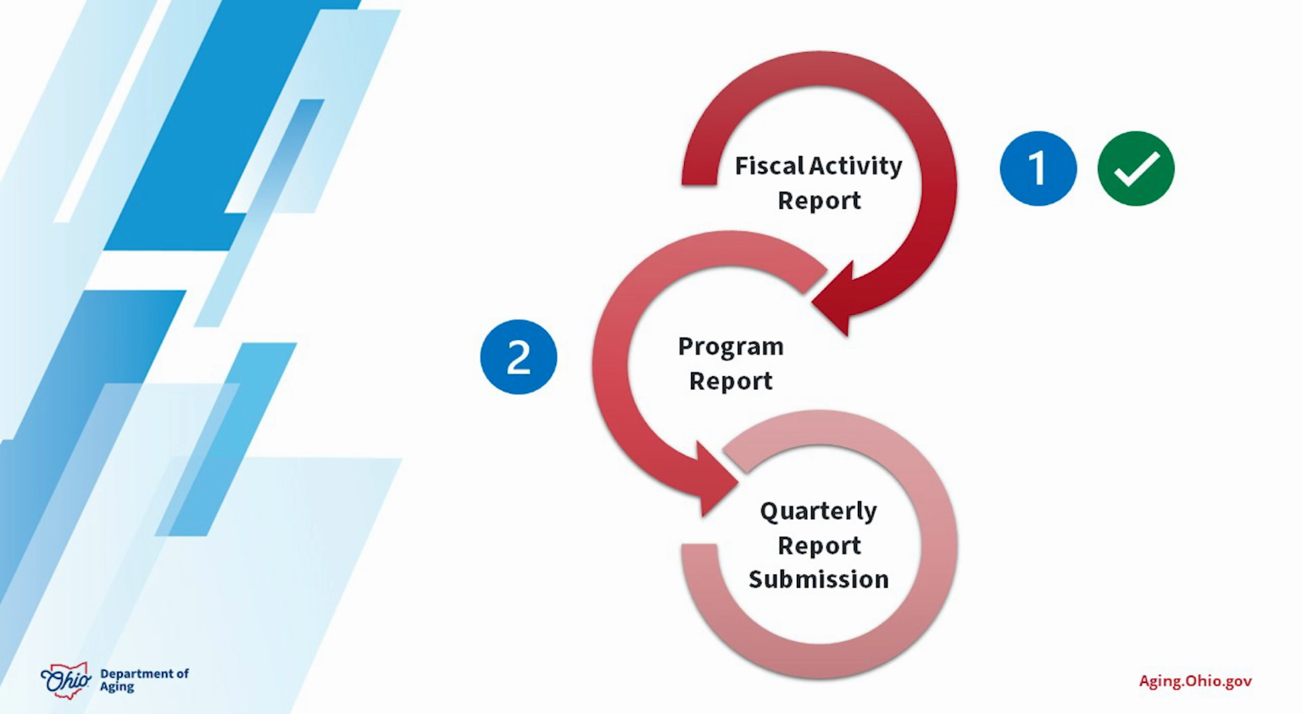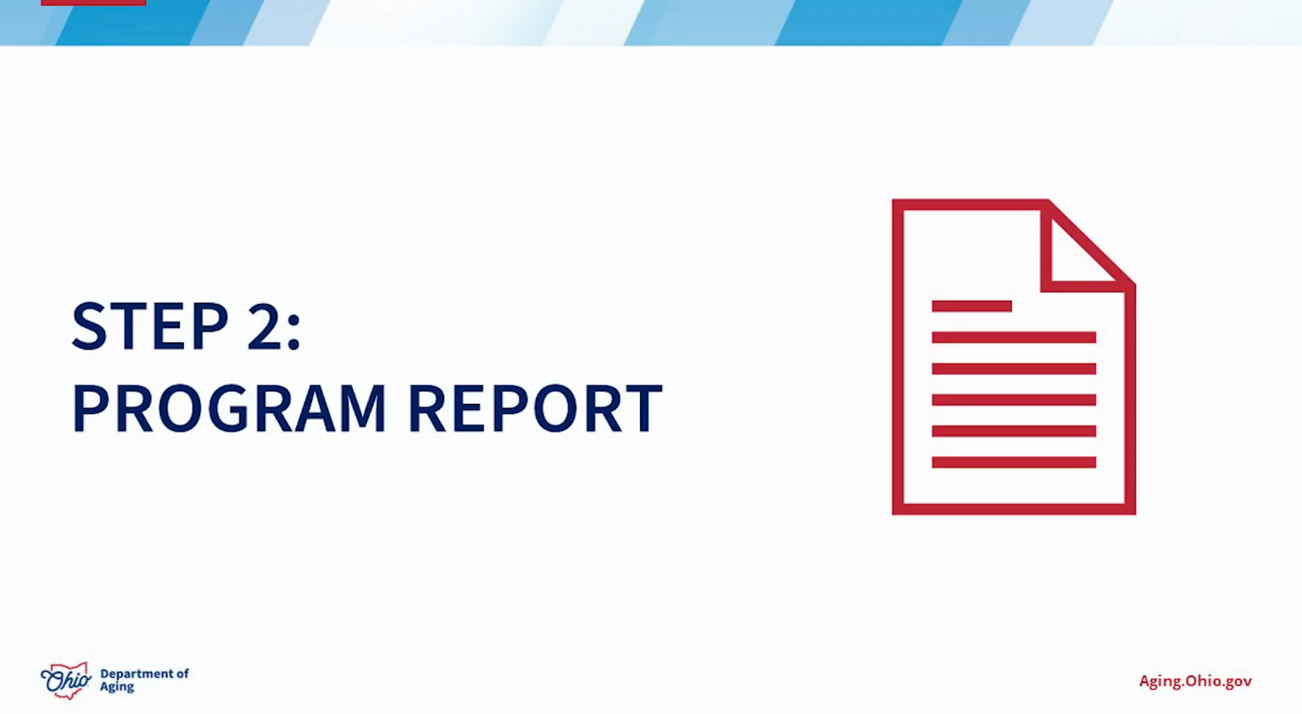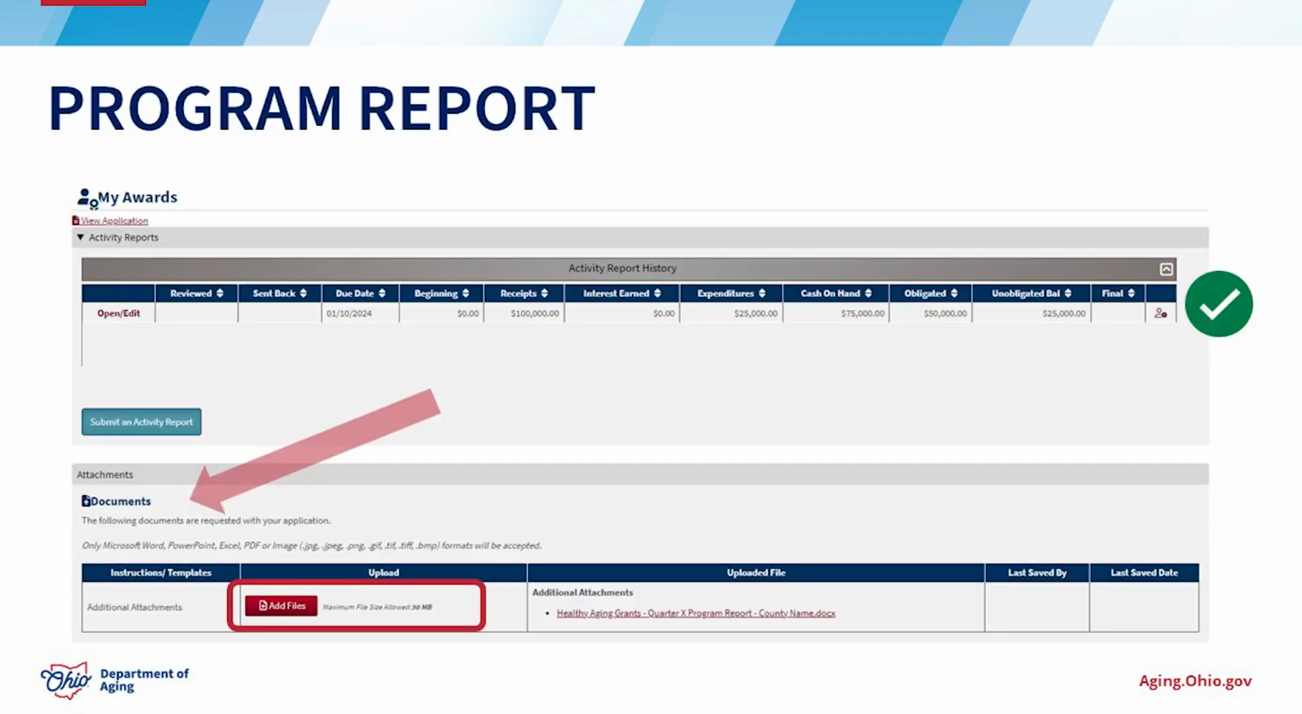Now we're going to look at the second half of the quarterly report submission. Step 2 brings us to completing the program report, which you'll do on a quarterly basis as well. Back to the award page, you'll see the fiscal activity report you just submitted. Next, you will need to upload your program report as an attachment. You'll do this under the Attachments Documents section. You'll select your file and just upload.